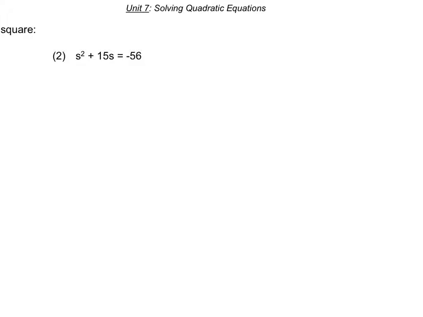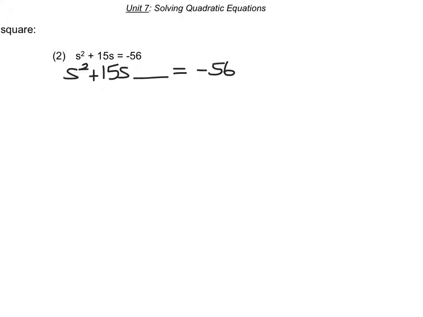So we have s squared plus 15s equals negative 56. This is a nice one because they graciously vacated the c value. They took the c value and got it out of the way. So we're looking pretty good there. I'm still going to rewrite it. So I'm going to write s squared plus 15s, leave a blank, and write equals negative 56.